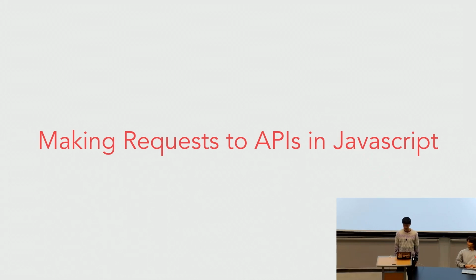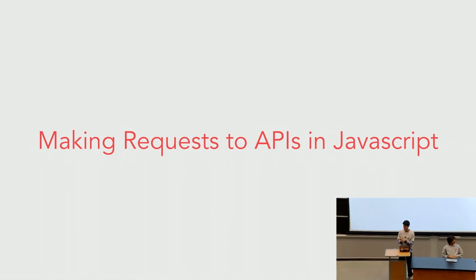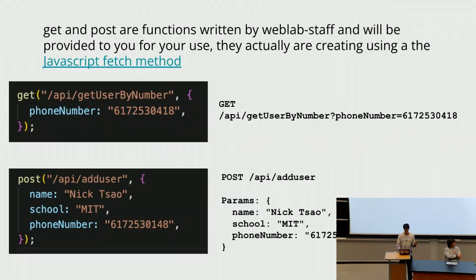So we're going to continue with the slides from yesterday, and we're going to start with making requests to APIs in JavaScript. We briefly talked about this yesterday, but I just want to go over it because I think the end of lecture yesterday probably went kind of quickly because I was trying to get through as much as possible.